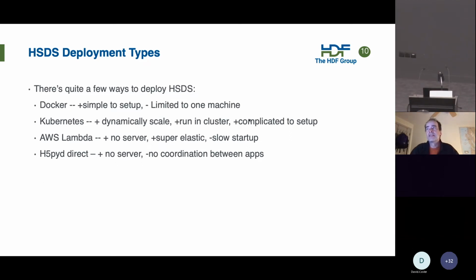Okay, now let's talk about different ways to deploy HSDS, and the number of deployments has multiplied over the years. So first of all, we have Docker. Secondly, Kubernetes. Thirdly, AWS Lambda. And lastly, H5PyD Direct. And these all have pros and cons, and I'll talk a little bit about each of these in turn.